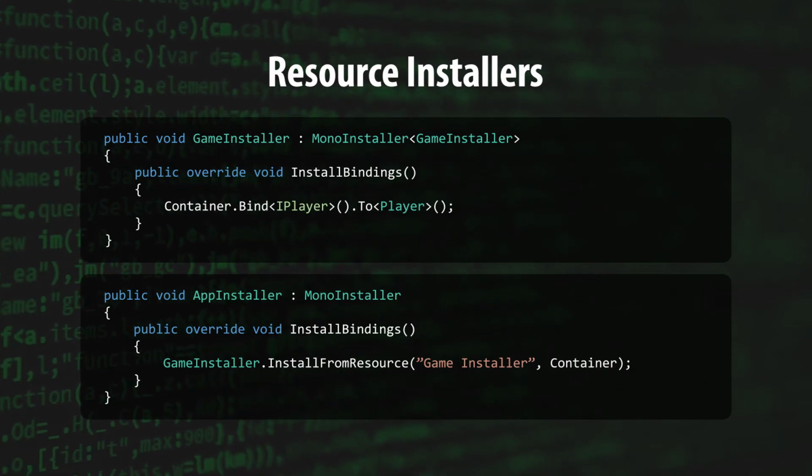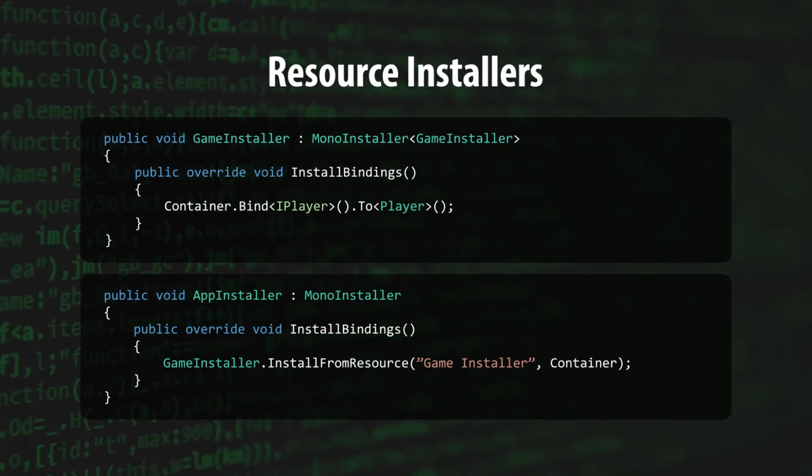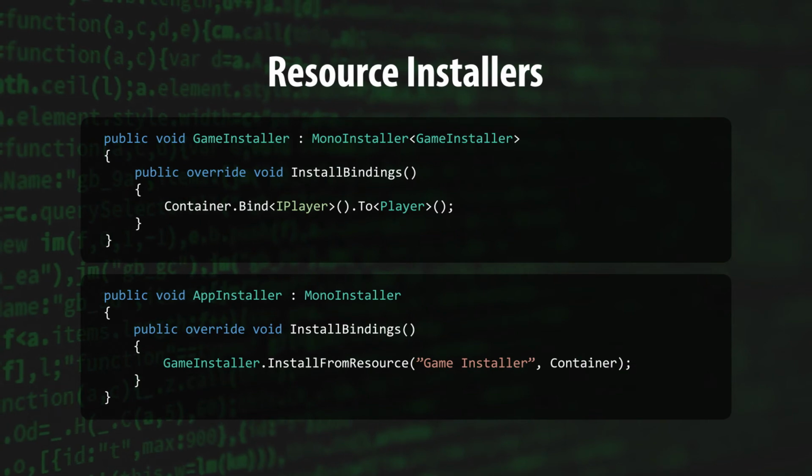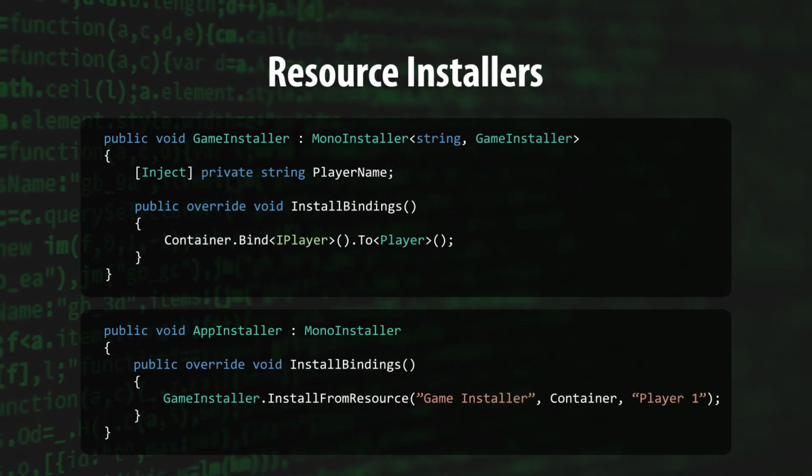In this case, the mono installer will have to pass itself as a generic argument to the class, just like we did with base installers. And just like base installers, you can also include arguments. Each type of installer has its own set of pros and cons. In smaller projects, you may only ever need to use a single mono installer, while in larger projects, you may need an installer for each subsystem, and then some. Either way, knowing your options will enable you to make the best choice for what's right for your project.